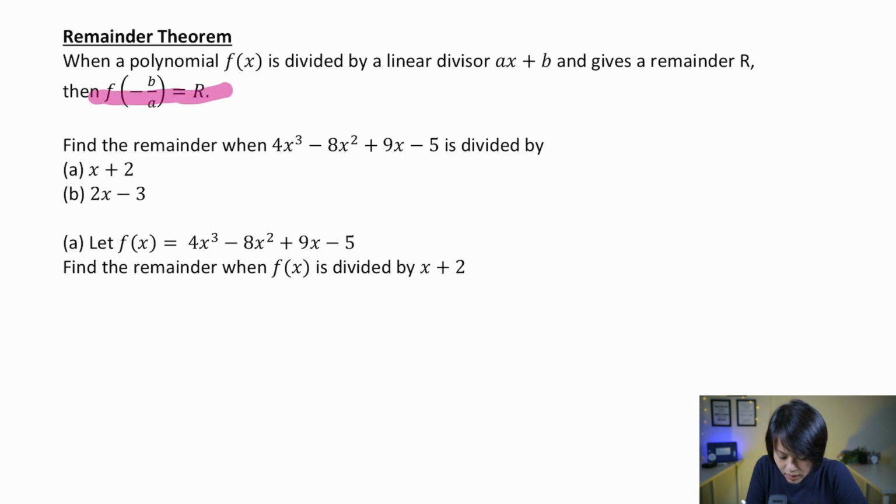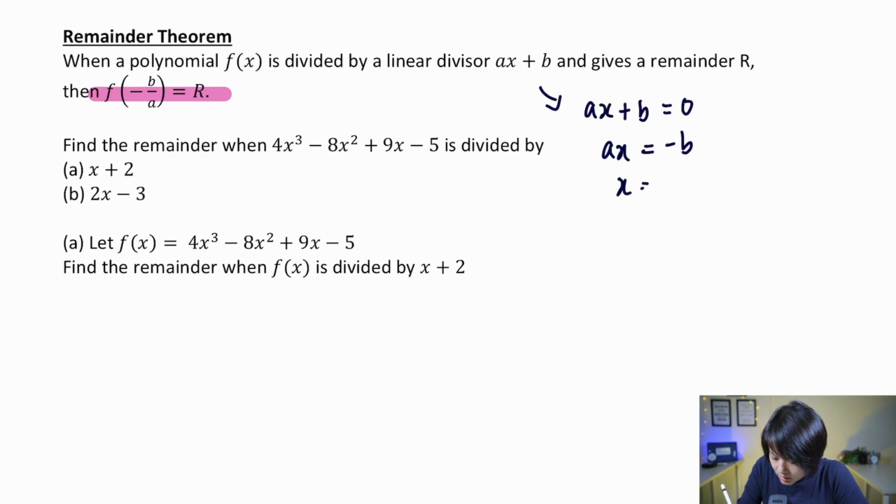Now where do we get minus b over a? Essentially what we're going to do is solve for roots. So we have ax plus b equal to 0, and then ax equal to minus b, and therefore x is equal to minus b over a. So this is where our negative b over a is from.